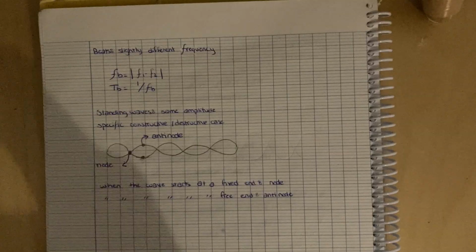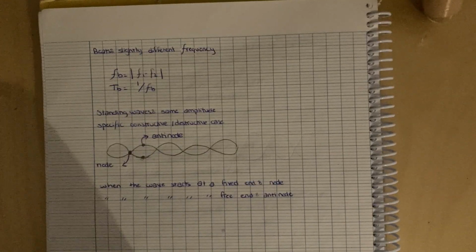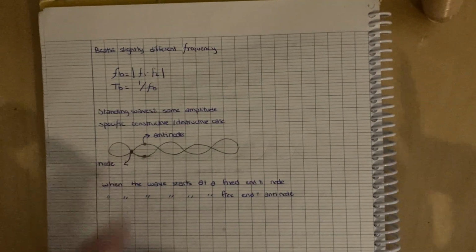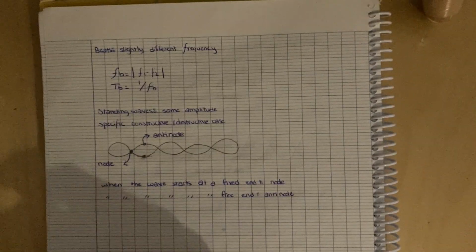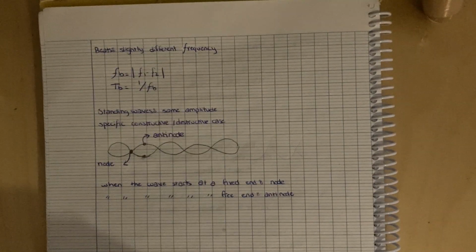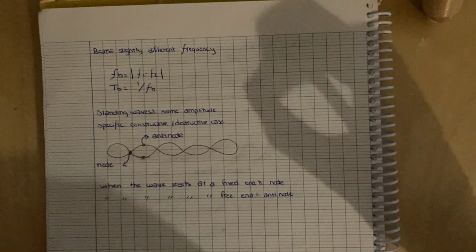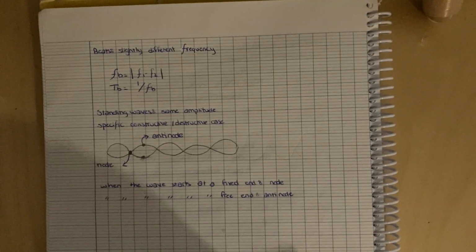Standing waves are waves that have the same nature, same frequency, and same amplitude. It's a specific constructive destructive case. The point of a crest and a trough meeting is called a node. The point of two crests or two troughs meeting is called an antinode. When the wave starts at a fixed end, it starts at a node. When the wave starts at a free end, it's an antinode. That's everything.